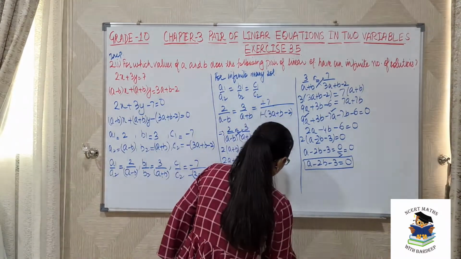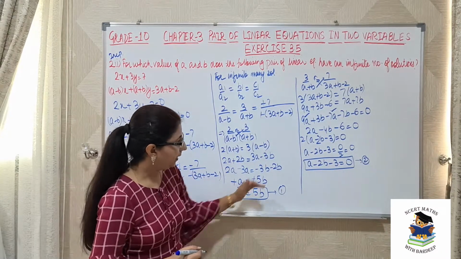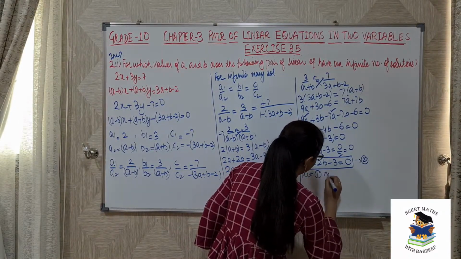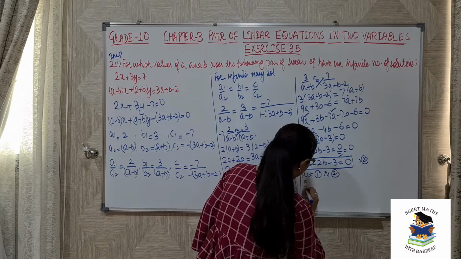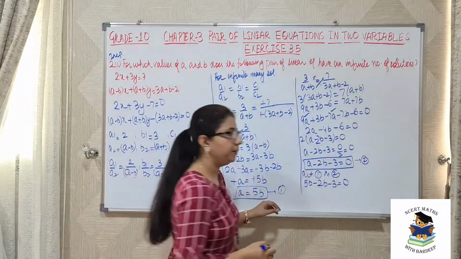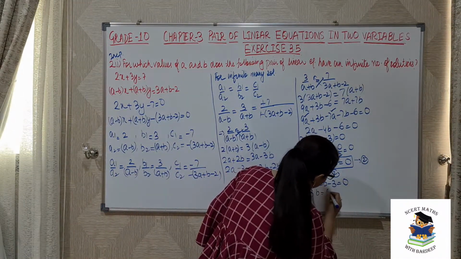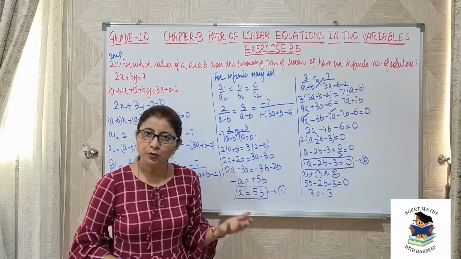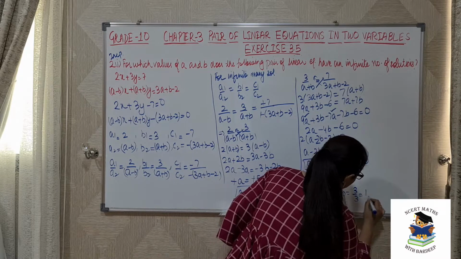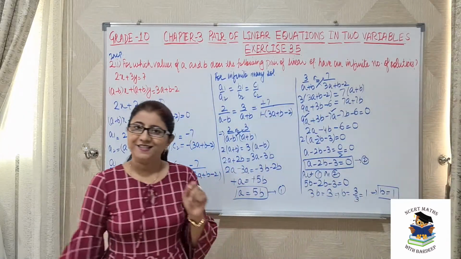So this will be 1, this as 2. So put the value of 1 in 2. So a is 5b, minus 2b minus 3 equals 0. So 5b minus 2b is 3b. So 3b, this minus 3 will go to the other side, so this is equal to plus 3. Then what is the value of b? This is 3 by 3, which is 1. So we got the value of b as 1.